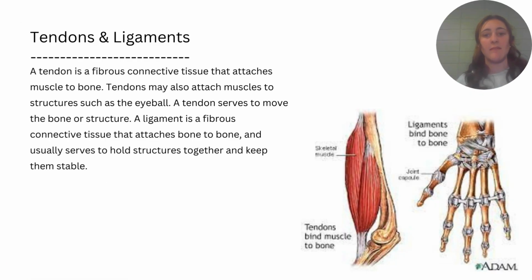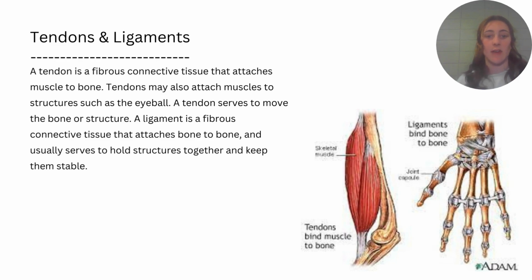The average person might find themselves using the words tendons and ligaments interchangeably. This is an inaccuracy in the English vocabulary that I will specify here. A tendon is a fibrous connective tissue that attaches muscle to bone. Tendons also might attach muscles to structures such as the eye. A tendon will serve to move the bone or the entire structure when there is contraction initiated.